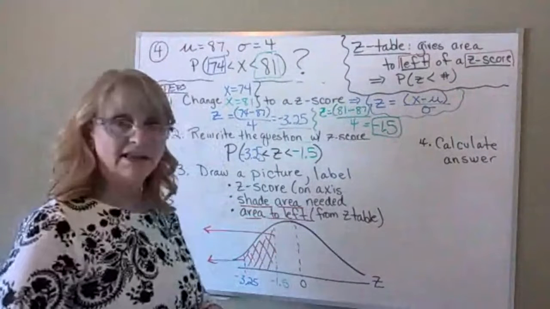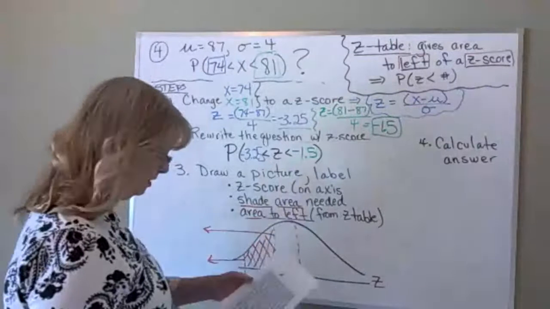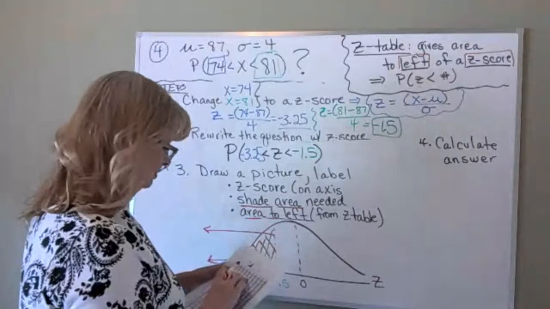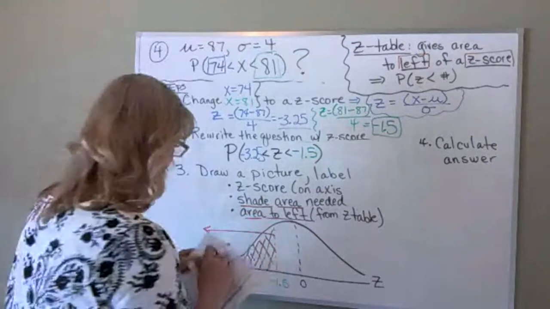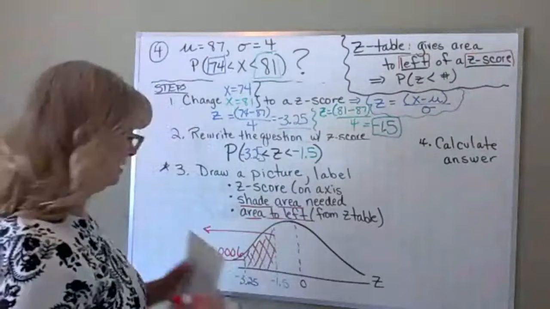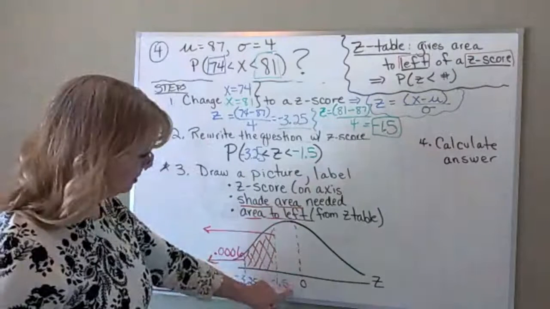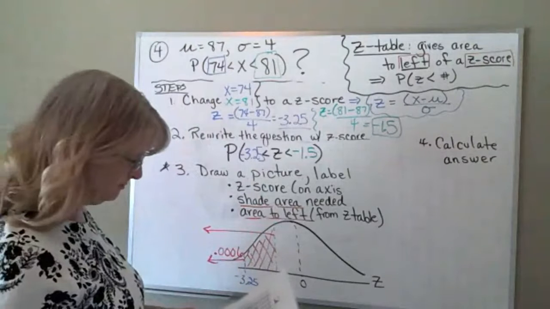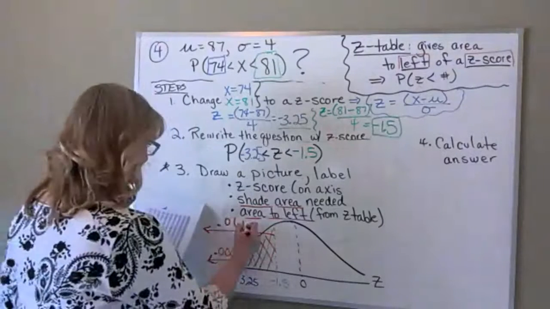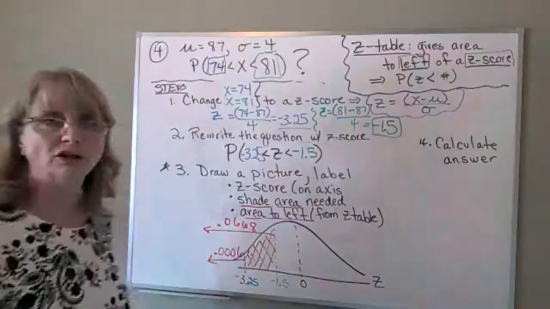And I'm going to write these down, and then I'll take some questions before we do the final answer. So when I look up negative 3.25, that's a pretty tiny number. That's .0006, 3 zeros and a 6. And negative 1.5, since there's no number there, the number in the hundredths place is 0, so that's the first column, negative 1.5, and that's 0.0668. So this is what our picture looks like.